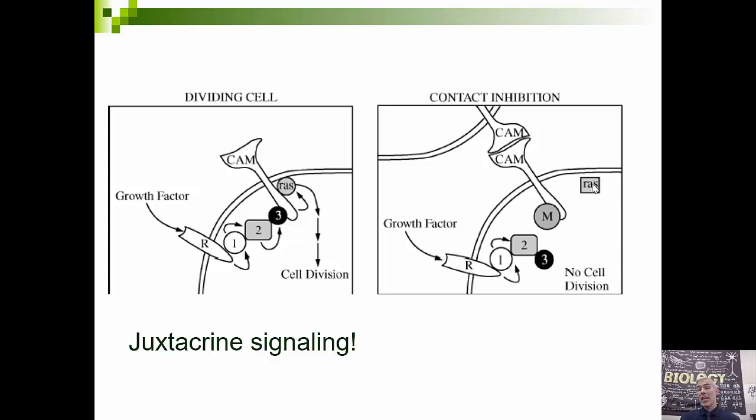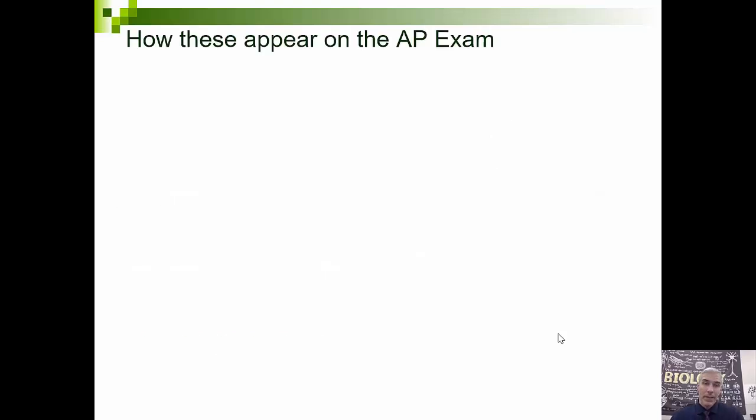But what if you mutate M, for example? So if M is mutated, and the gene codes for the structure of M, and M cannot bind to CAM, despite the fact that they're in contact with each other, what are you going to end up getting? You're going to end up getting 3 binding because M doesn't fit anymore. RAS gets activated despite contact, and then you can start to get the overgrowth of cells in that area. This could be one of the steps that could eventually result in cancer.